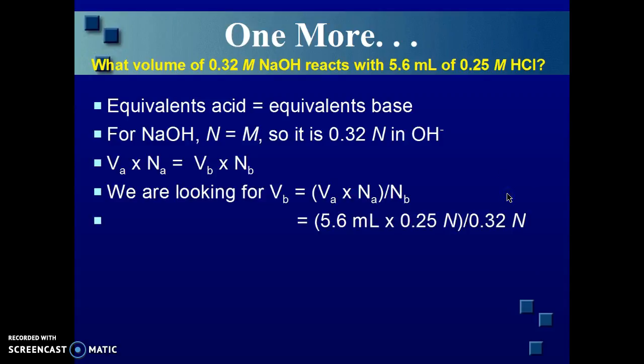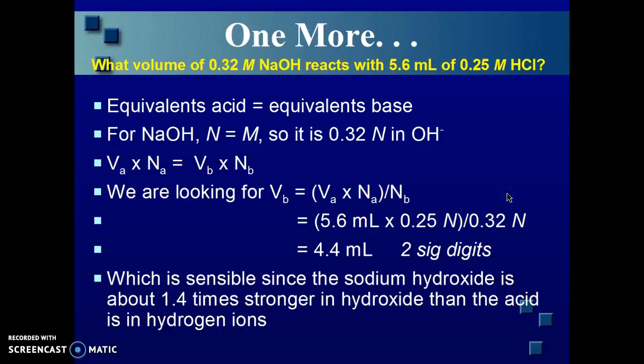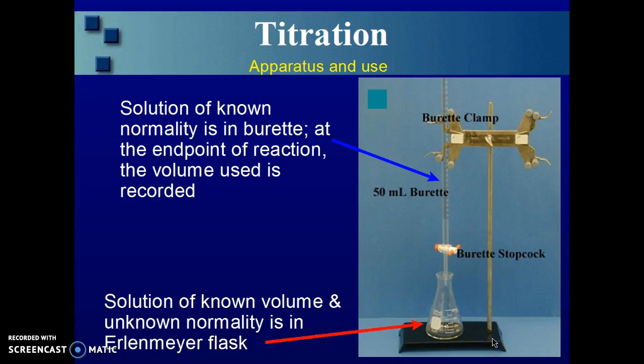We plug in our numbers and units, and we get 4.4 milliliters. And again, the sodium hydroxide is about 1.4 times stronger in hydroxide than the acid is in hydrogen ions. Therefore, we're going to need less of the base than of the acid. In our next slides, we will go into how we do a titration.